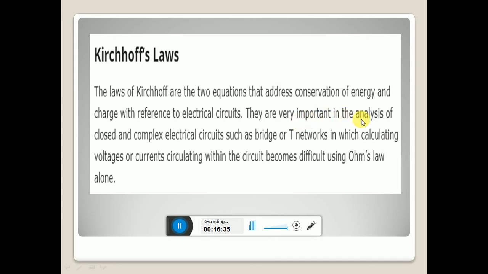They can be used in the analysis of closed and complex electrical circuits such as bridge or T networks, in which calculating voltages or currents within that circuit becomes difficult using Ohm's law. Bridge network means we can have a combination of different cells and different resistances which are connected in a complex structure. Bridge network or T network, both are same. So they are connected in complex networks. In that case, Ohm's law cannot be used to calculate the current and voltage values. So we have to use Kirchhoff laws to find out the voltage and current values.